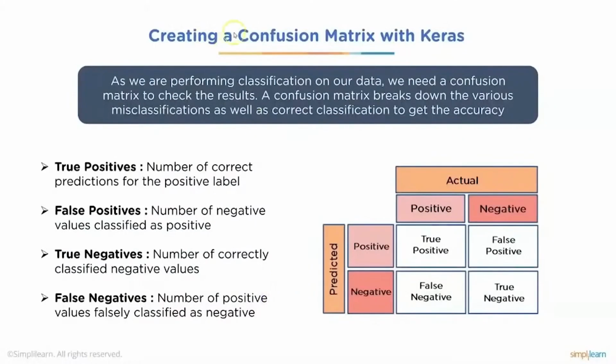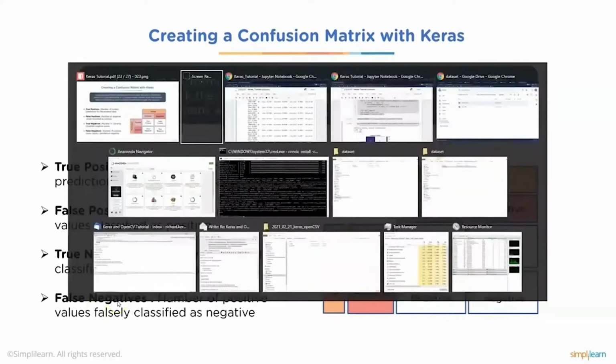And then you saw we created a confusion matrix with Keras. As we are performing classifications on our data, we need a confusion matrix to check the results. A confusion matrix breaks down the various misclassifications as well as correct classifications to get the accuracy. And so you can see here, this is what we did with a true positive, false positive, true negative, false negative. And that is what we went over.